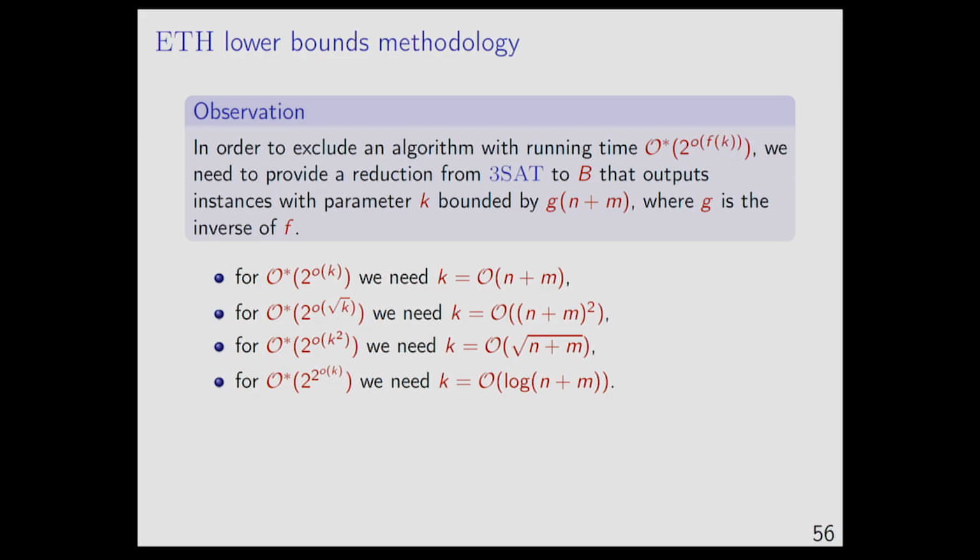If you are ruling out k square, then square root of n plus m. If you rule out 2 power little o of k, then you need log of n plus m. And if you are ruling out 2 power k, you need log of n plus m. So the bigger the function you rule out, the more difficult your reduction becomes, because the power to move around becomes more and more challenging. But people have done it for different problems. So this is the whole mantra: based on what you want to rule out, you have to see what you need your parameters to be in your instances.